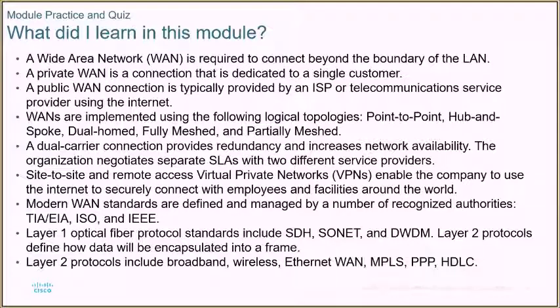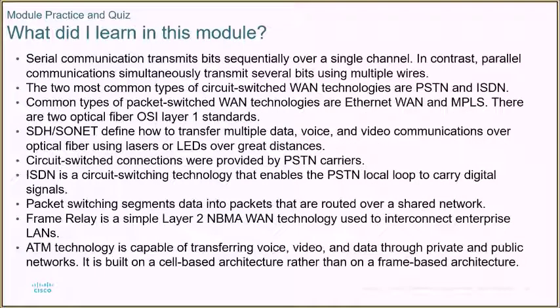Layer 2 protocols define how data will be encapsulated into a frame. Layer 2 protocols include broadband, wireless, Ethernet WAN, MPLS, PPP, or HDLC. Serial communication transmits bits sequentially over a single channel, in contrast to parallel, which simultaneously transmits several bits using multiple wires. The 2 most common types of circuit switch technologies are PSTN and ISDN. Common types of packet switch technologies are Ethernet WAN and MPLS.